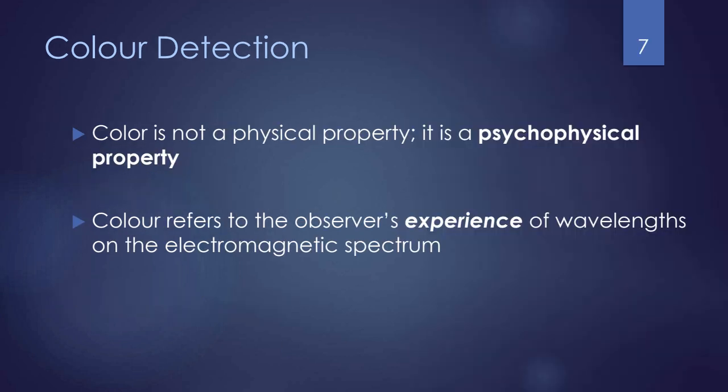So the reason for this is that color is not a physical property. It's a psychophysical property. And our perception of color, our experience of color, is the observer's experience of wavelengths on the electromagnetic spectrum.